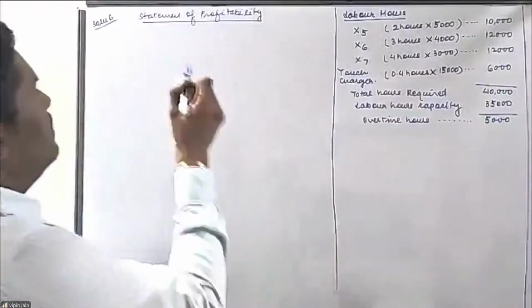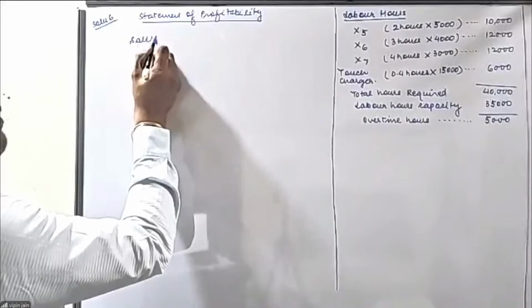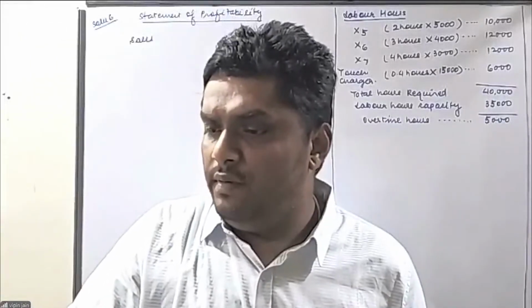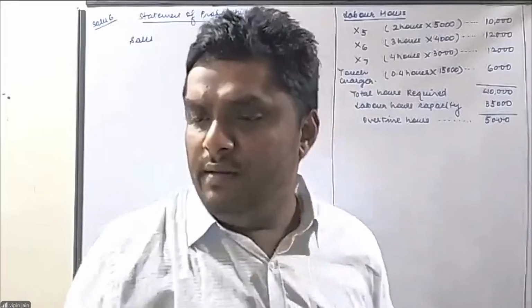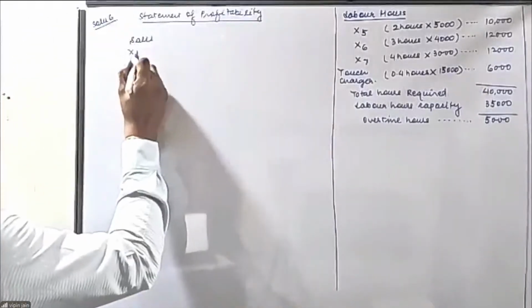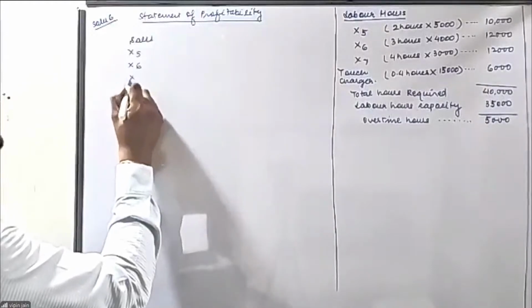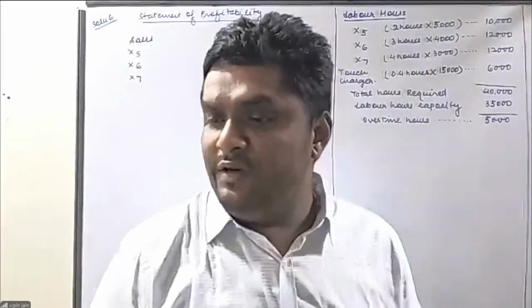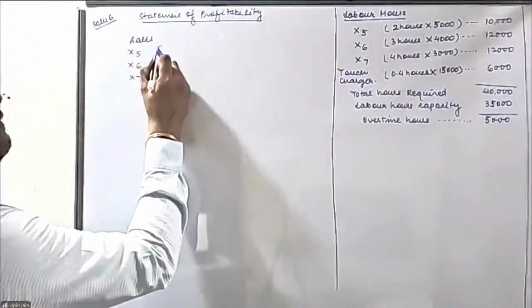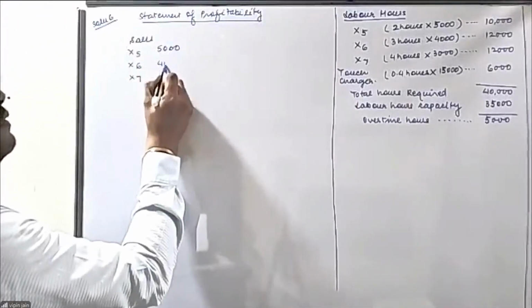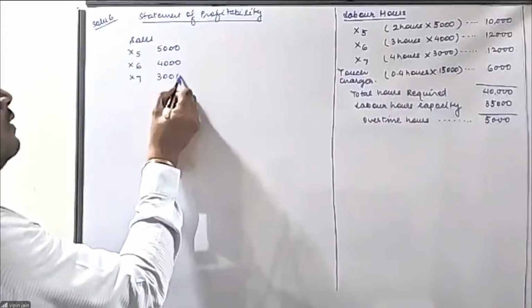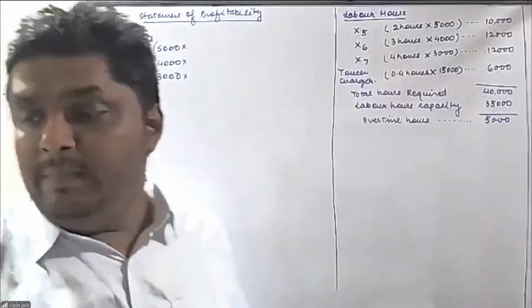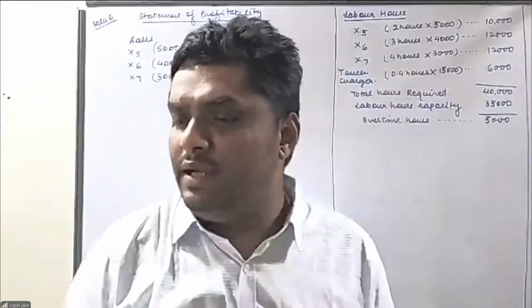So let's start. First is sales. So X5, X6, X7 are sold at 5,000, 4,000, and 3,000 pieces respectively, multiplied with their selling price, that is 8,000, 9,000, 12,000.